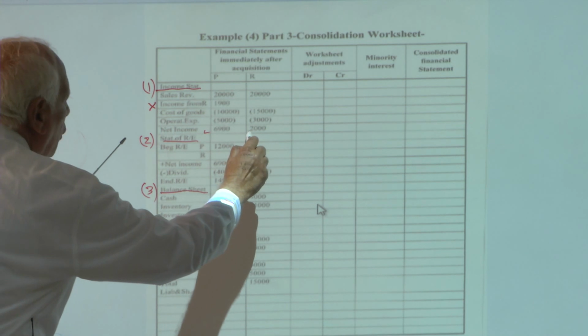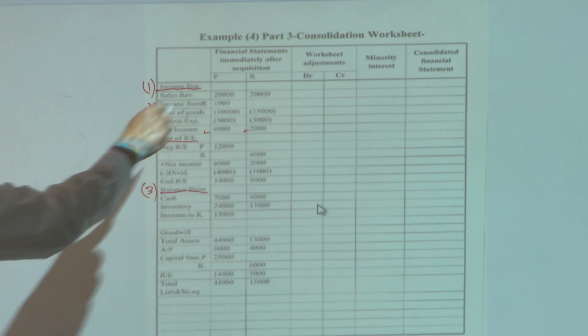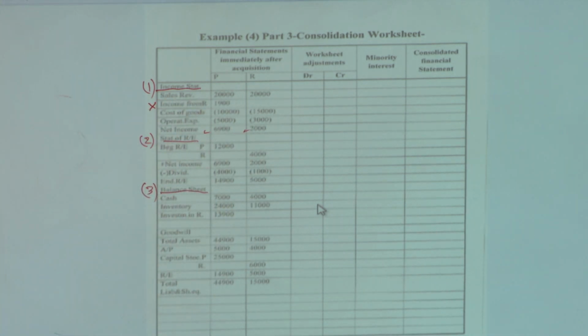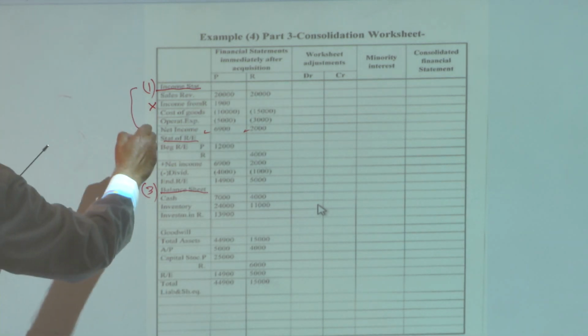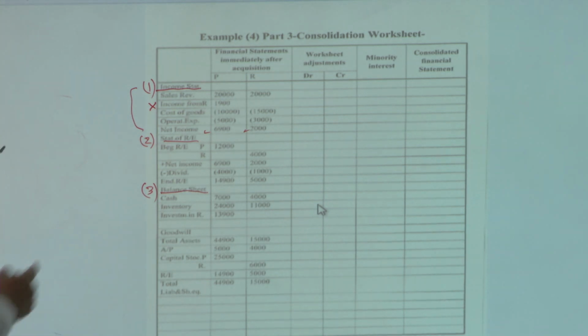Net income for R company, 2,000. Remember this, I show you what net income is and how I get net income. Okay? We'll finish it. That first step, you need to classify this. For this example, you need to classify it. Let's go, second one, the retained earnings step.